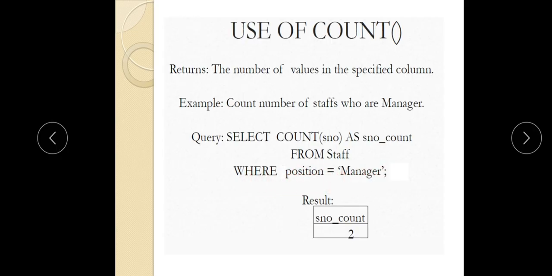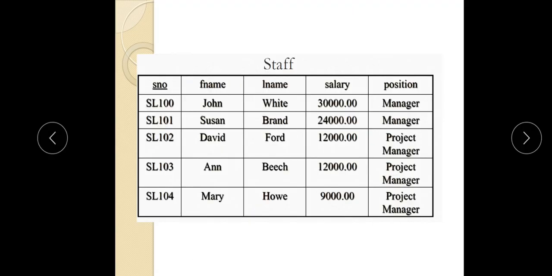We want to display the number of staff who are managers, so we will take the count of the serial number. If we are just executing select count of S number, what will be the output? If you are just taking the count of S number, then it will display the result 5 as the output.